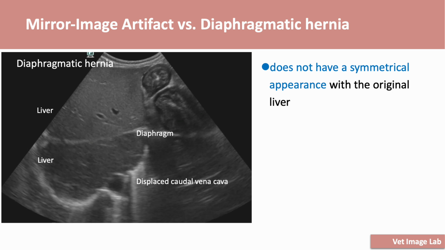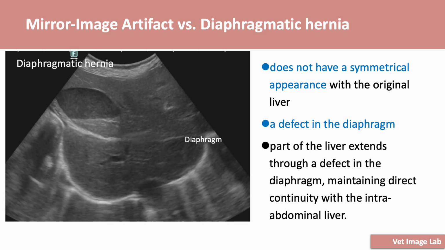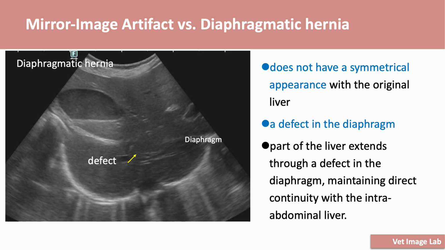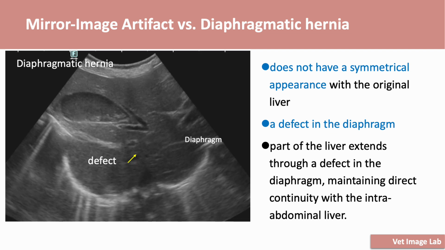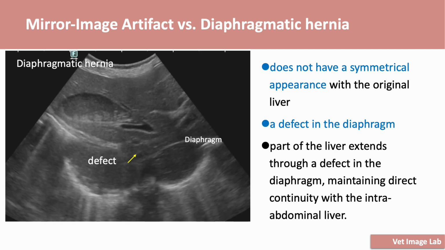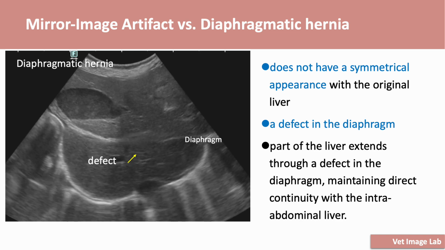The displaced liver does not have a symmetrical appearance with the original liver, and it is accompanied by an anechoic structure below the diaphragm, which represents the displaced caudal vena cava. As you can see, when you carefully adjust the probe angle while scanning the diaphragm, there is a defect in the diaphragm, and part of the liver extends through it, maintaining direct continuity with the intra-abdominal liver. This is an actual anatomical displacement rather than an imaging artifact. Recognizing the difference between a mirror image artifact and a true diaphragmatic hernia is crucial to avoid misdiagnosis.